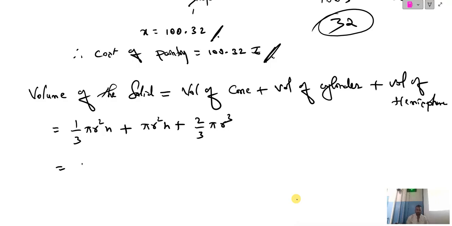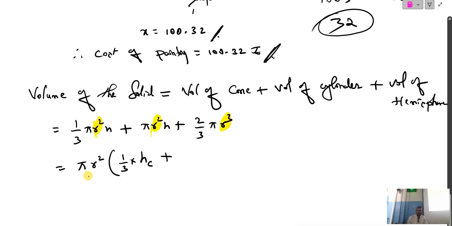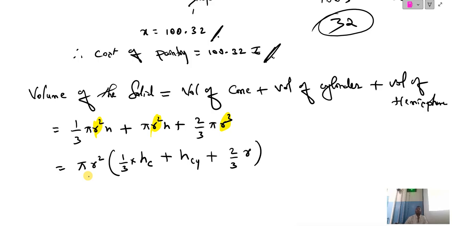As we know, pi is common all the side. See here, one more thing. Here, what is there? r square. Here also r square. Here is r cube. So minimum is r square. We can take r square. 1 by 3 into h. H of whom? Cone. Right. If you get confused, h of cone, so you will understand. This is height of cone. Plus pi r square came out. h is left out, height of cylinder. Plus 2 by 3 r. Am I right? Because r square came out, so one time of r is left out.